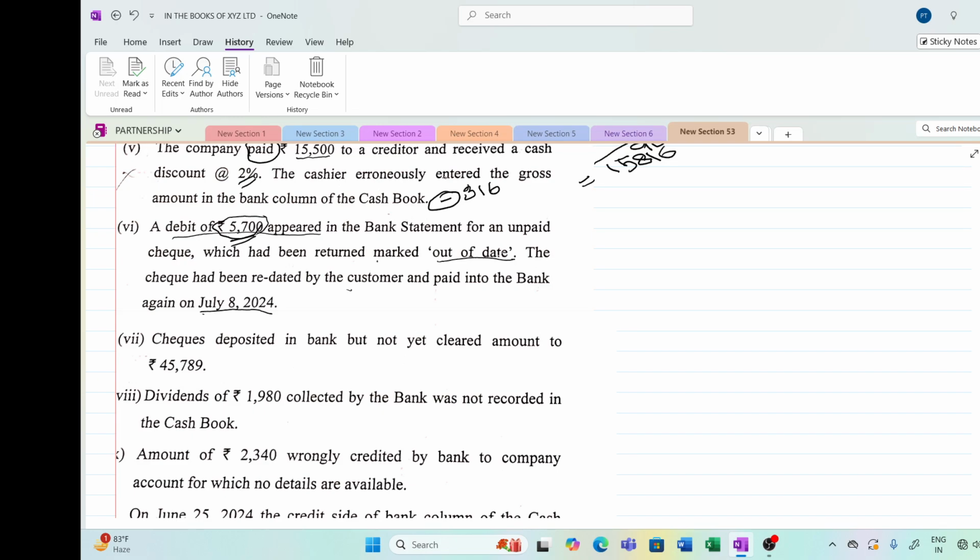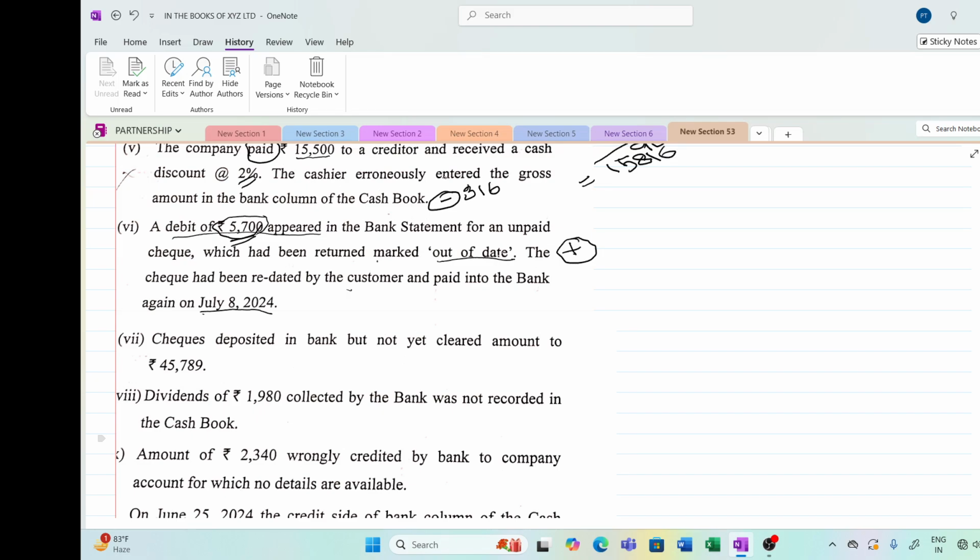Same treatment will be given, because this check was returned by the bank. So once it was deposited, what the cash book would have done, the moment we deposit any check, we will reduce our balance. But what happened to that check? That check was out of date, so bank has returned it. So what the bank did, they have debited us. So they have increased our overdraft. So we are going to add this. Hope I am making sense.